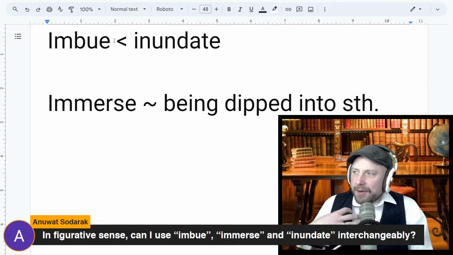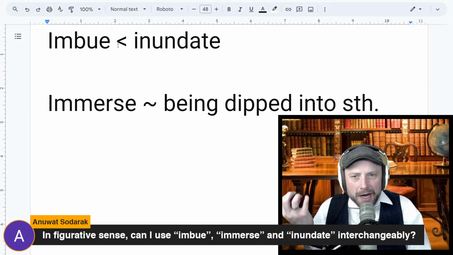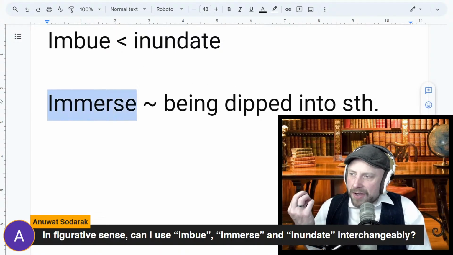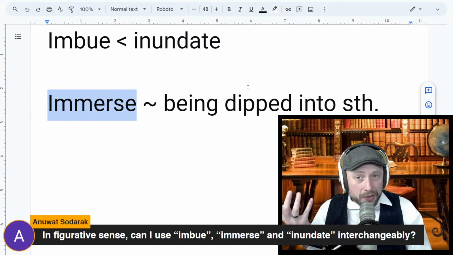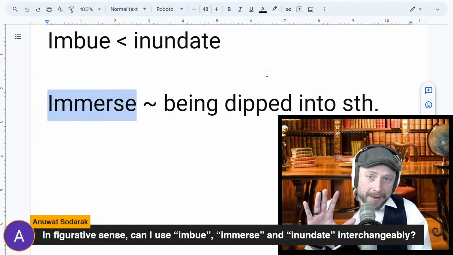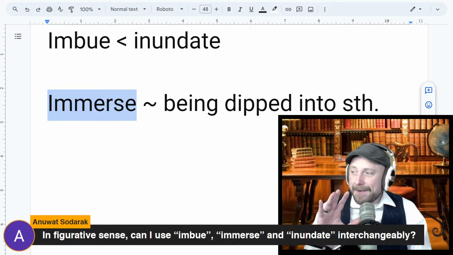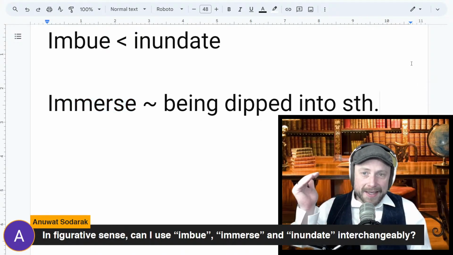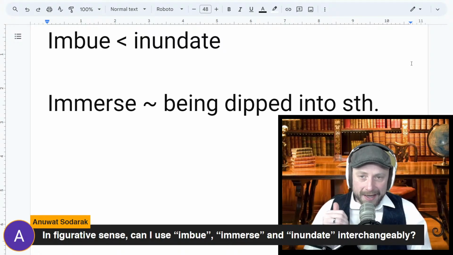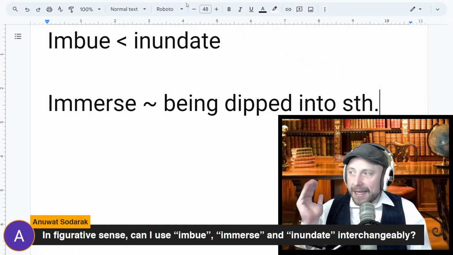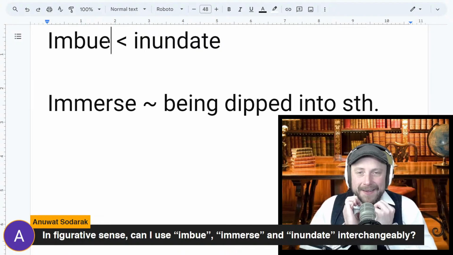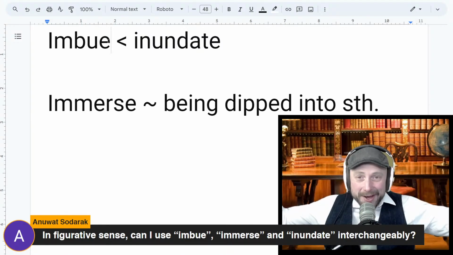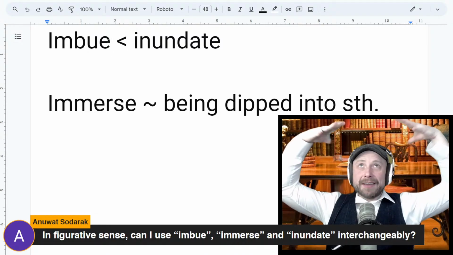Yeah, that's it. With imbue, we have this sense that it's part of the thing. But immerse, it's not yet part of the thing. If you immerse something in something else, it might become imbued, but it's not the same as being imbued, right? So immerse just means the thing has gone into something else completely, and imbued means it has that thing in it now, right? And inundated means it's everywhere. It's completely flooding out.